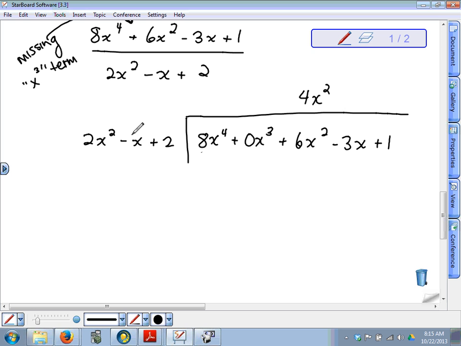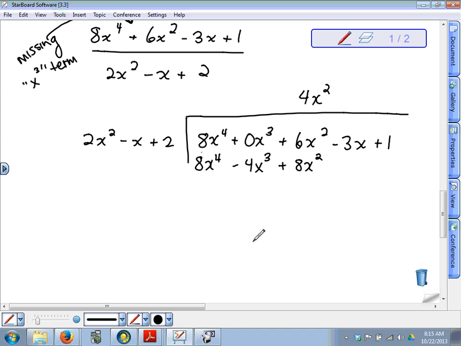So 4x squared now multiplies through this whole entire divisor. 4x squared times 2x squared is 8x to the fourth. And it's important that this first term matches the term just above it, because when we subtract, those first terms have to cancel. 4x squared times negative x is negative 4x to the third. 4x squared times 2 is 8x squared.